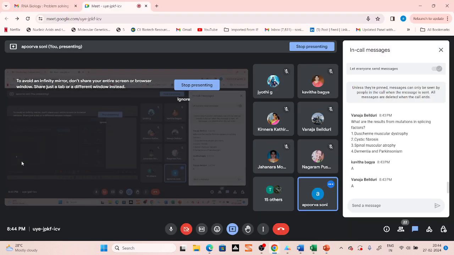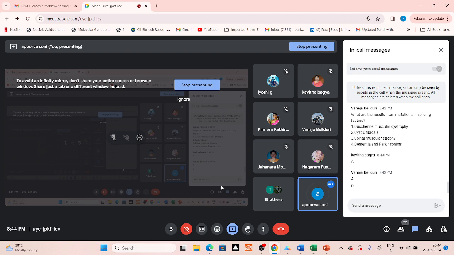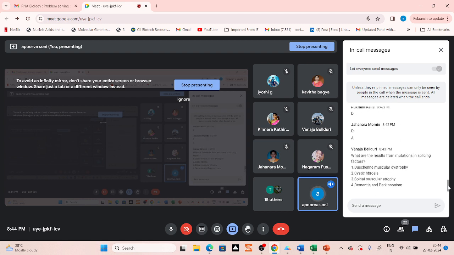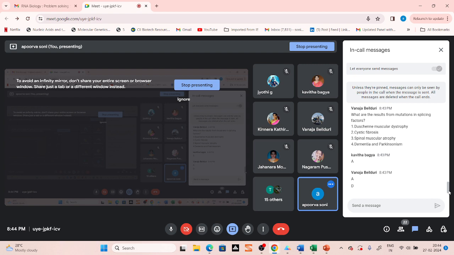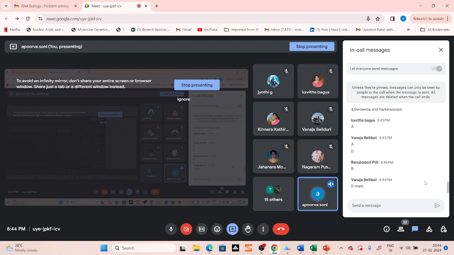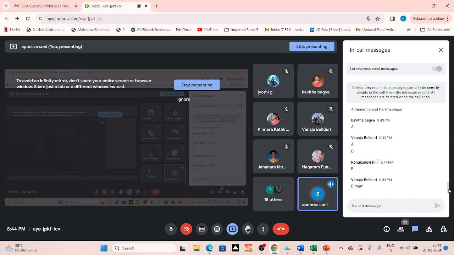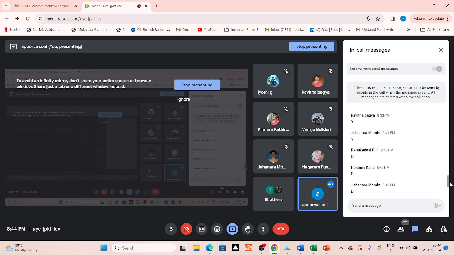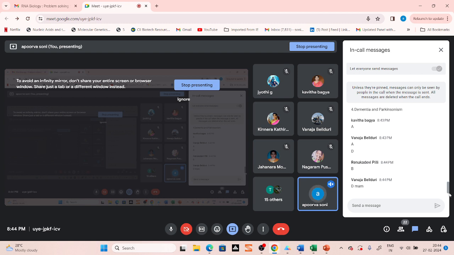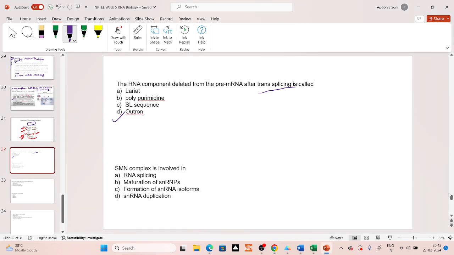Let's see. Vanaja has given the answer. So, Vanaja, can you tell me? You have written, yeah, okay. So, Vanaja has said D. Renuka has said B. Vanaja, I'm actually getting confused. What's your answer? Anyways, students are giving me multiple answers. It's confusing. Which should I choose as yours?